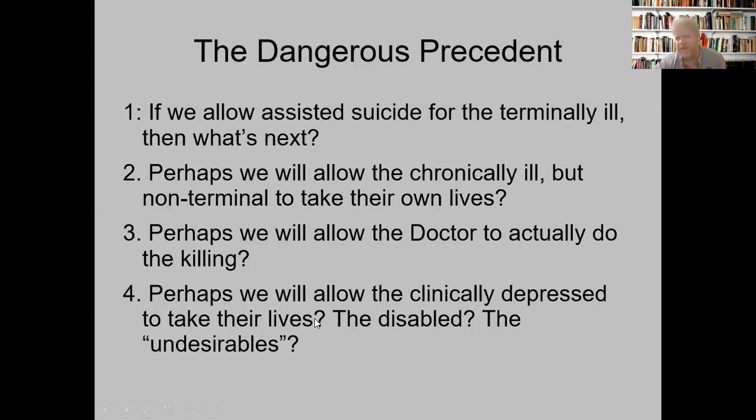Number 4, the clinically depressed, that might be a legitimate worry in certain countries that have allowed 2 and even 3. The disabled against their will is, I guess, the worry here. And that hasn't happened in any of these countries that have allowed it so far. Undesirables, that's like sort of a Nazi euthanizing project.